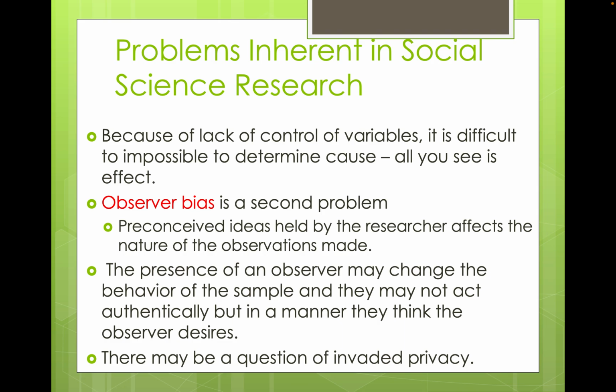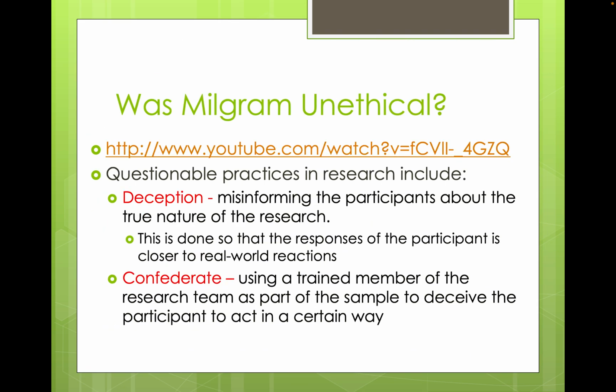Because of lack of control of variables, it is difficult to impossible to determine cause. All you see is the effect. Observer bias is a second problem. Preconceived ideas held by the researcher affect the nature of the observations made. The presence of an observer may change the behavior of the sample, and they may not act authentically, but in a manner they think the observer desires. There may be a question of invaded privacy.